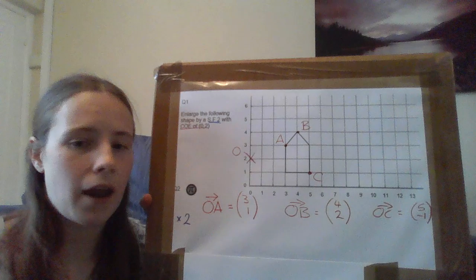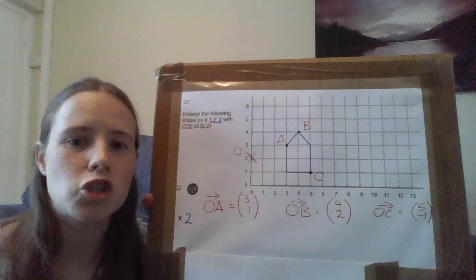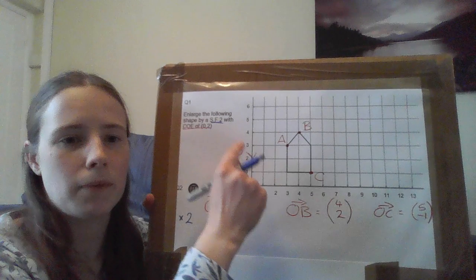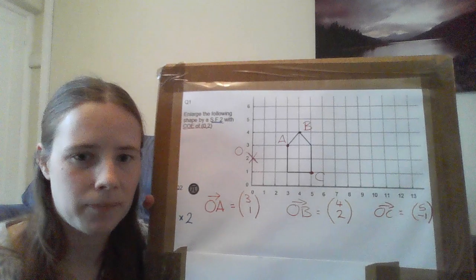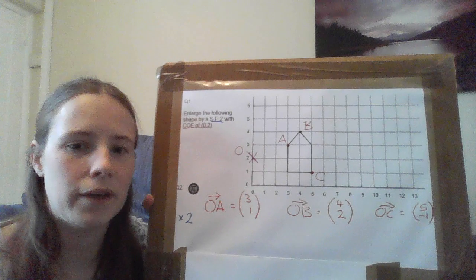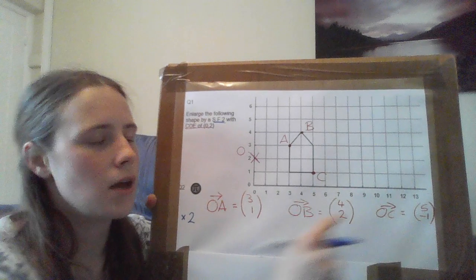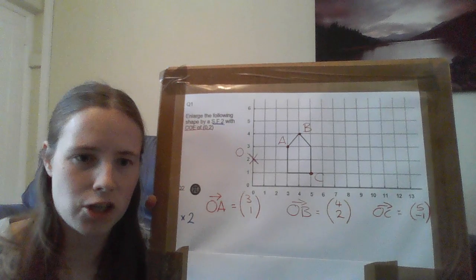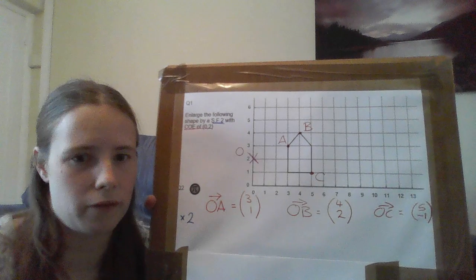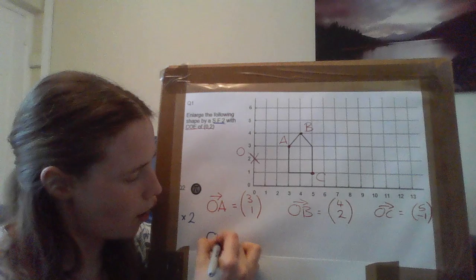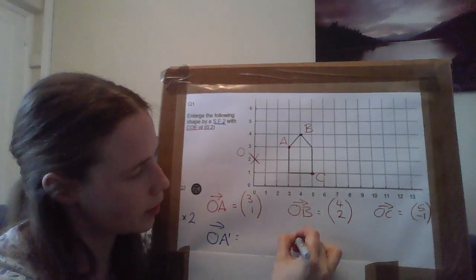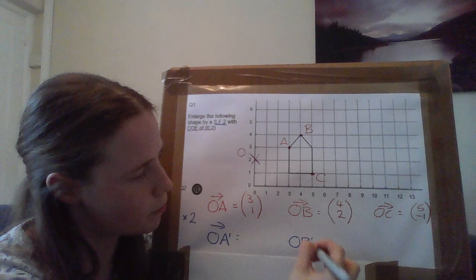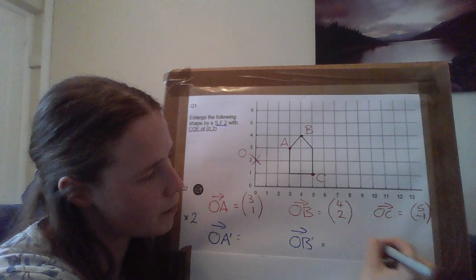And I can use that to work out the journey from my origin, from my centre of enlargement, to my new point that I'm going to end up at. In order to talk about the new point, I'm going to use the same letters, but put an apostrophe dash afterwards to show it's the new version of it. So I'm going to go from O to new A, or A dash. I'm going to go from O to new B, or B dash. And I'm going to go from O to C dash.